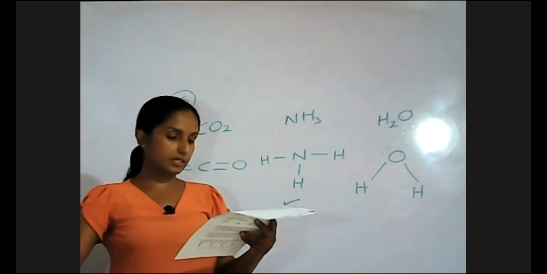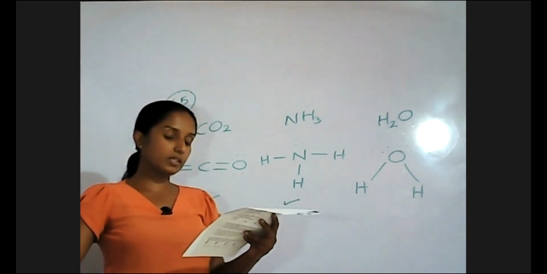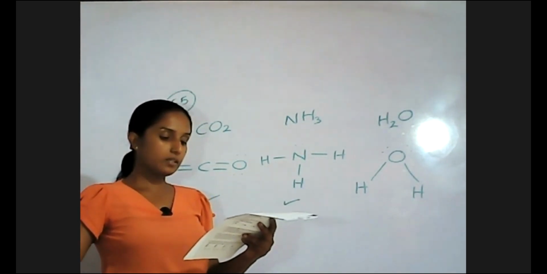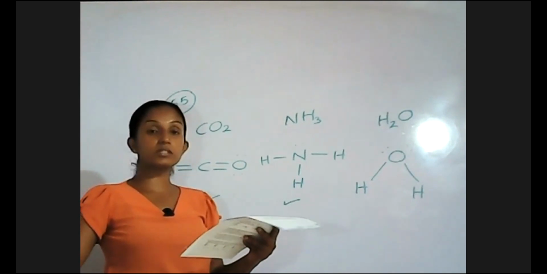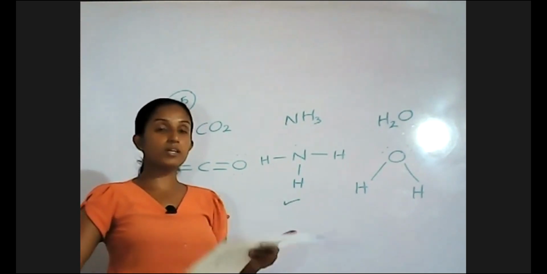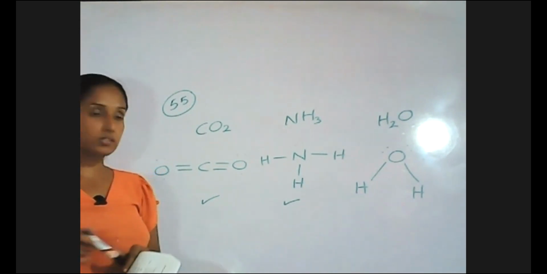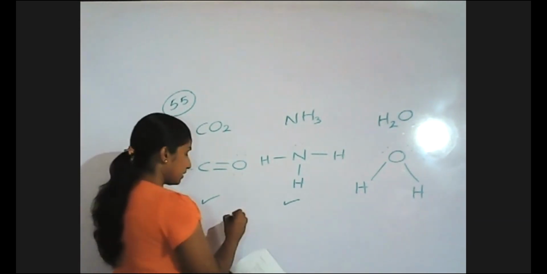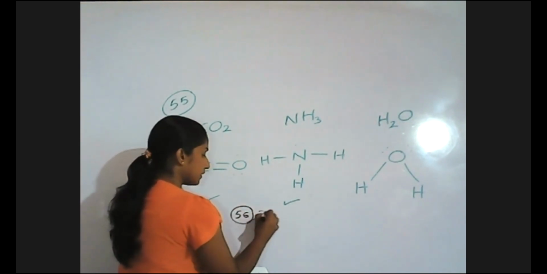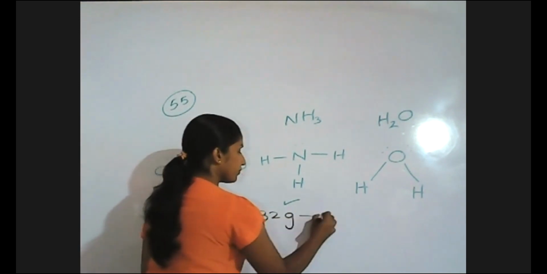Look at question 56. What is the amount of moles of oxygen in 64 grams of oxygen? We know 32 grams of oxygen means 1 mole. We know that one. Then in 64 grams, twice of this one, it contains 2 moles. Very easy.